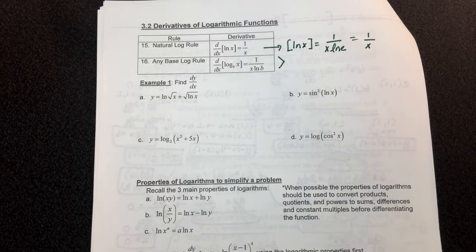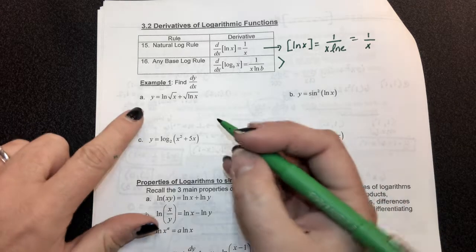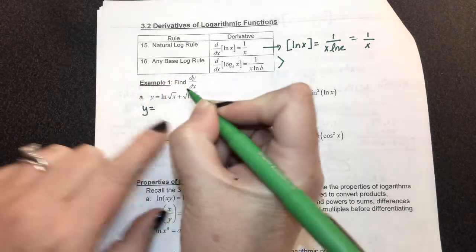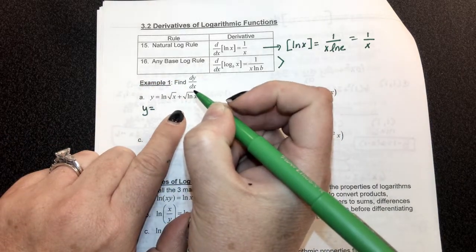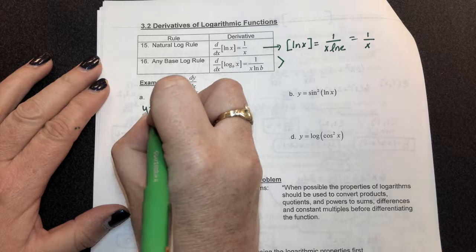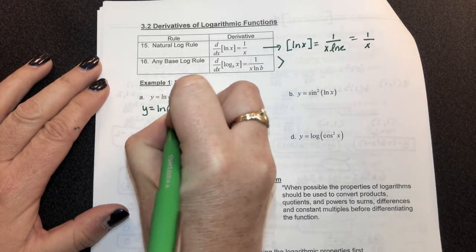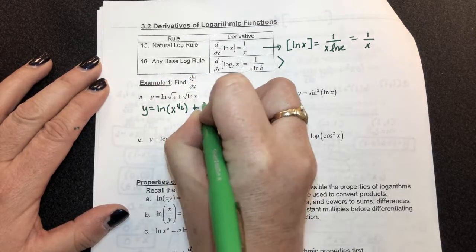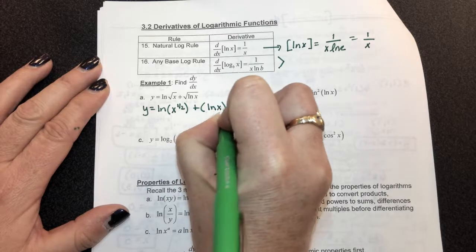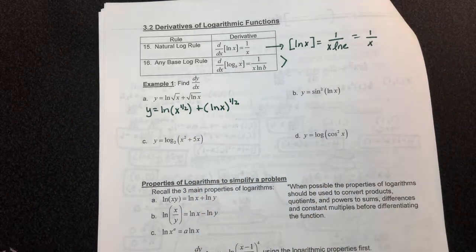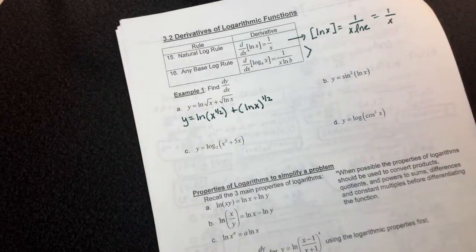So notice the difference in this particular notation. Anytime you're doing derivatives, I'm going to change these radicals into fractional exponents. So I have the natural log of x to the 1/2 plus the quantity of natural log of x raised to the 1/2 power. So be careful with the difference of those notations there.